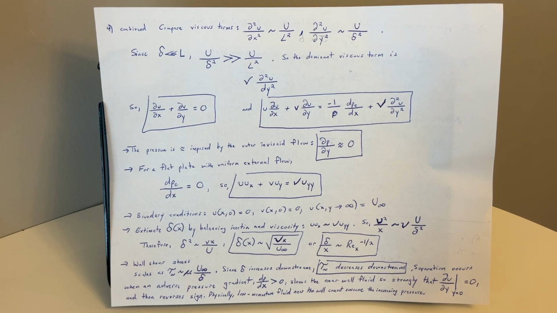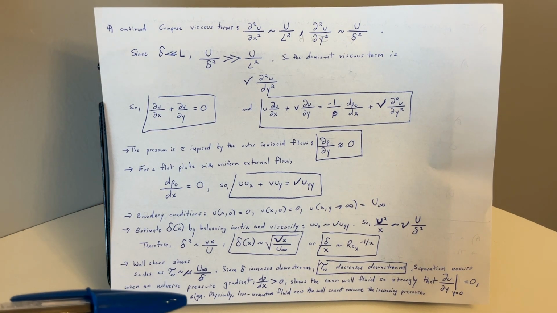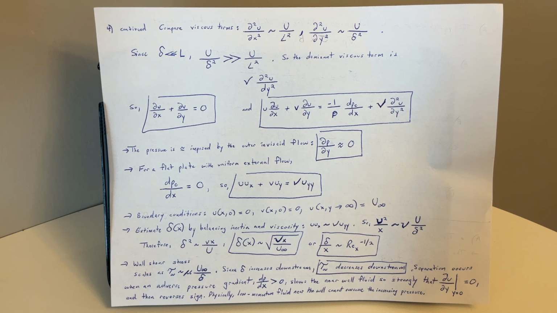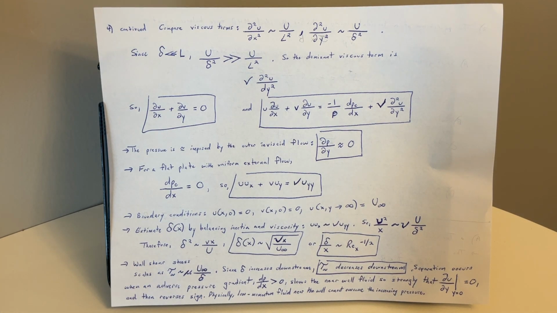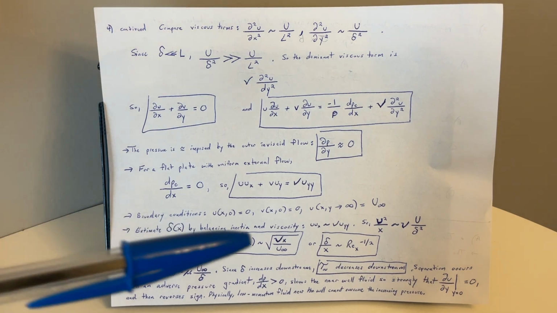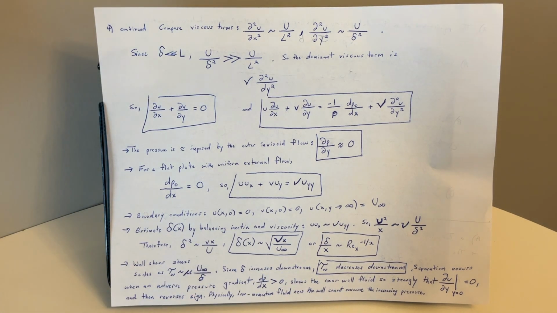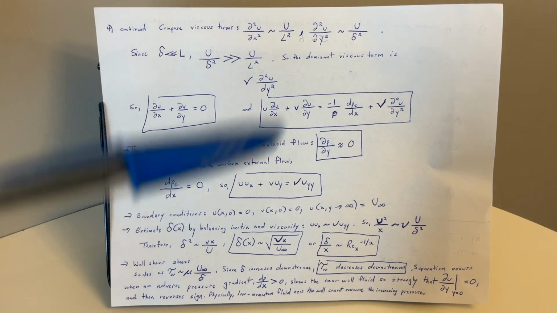So what we could say here, the physical mechanism responsible for boundary layer separation: physically, low momentum fluid near the wall cannot overcome the increasing pressure. So again, the mathematics is correct. The ideas are correct.